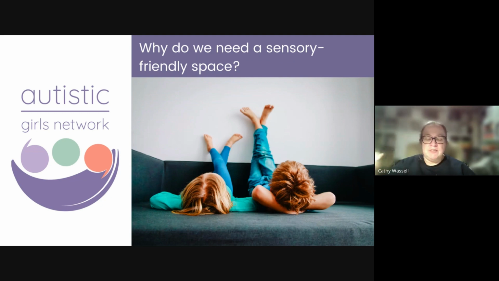Why do we need a sensory friendly space? I'm hoping that this is really obvious, so I'm going to keep it very short. But for lots of autistic people, a busy or a noisy or a smelly environment with bright lights or too much stimuli can be a nightmare, and it can cause huge overwhelm. A sensory friendly space can reduce stress and overwhelm and allow all of us to be more comfortable. And who doesn't want to be more comfortable? But, you know, from a professional point of view, we should be wanting everyone to be comfortable, because learning can't take place if you're uncomfortable.